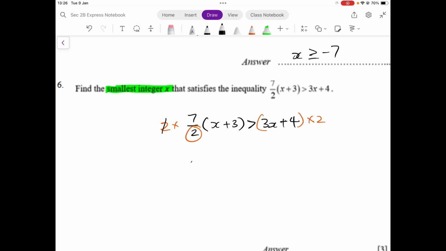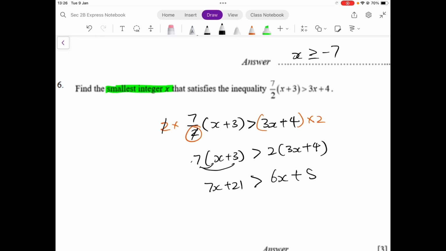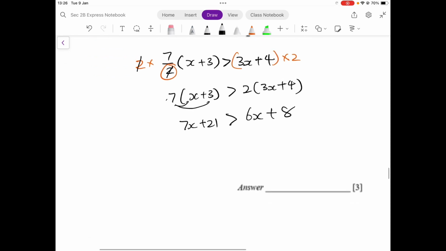Okay, so this one cancels out. I get 7x plus 3 more than 2 bracket 3x plus 4. Expand: 7x plus 21 more than 6x plus 8. Again, larger x term. So this comes over here, this comes over here.